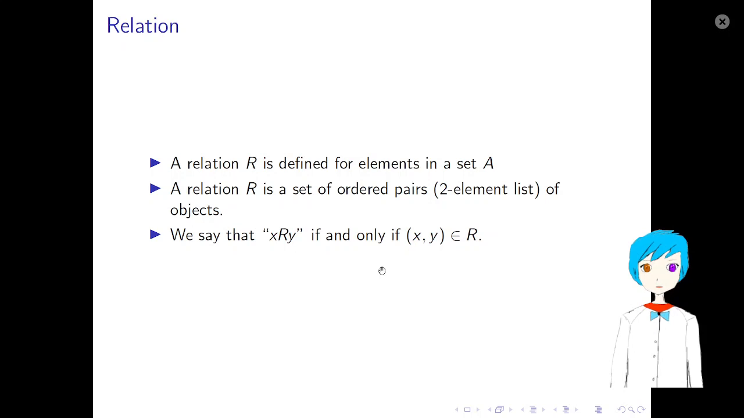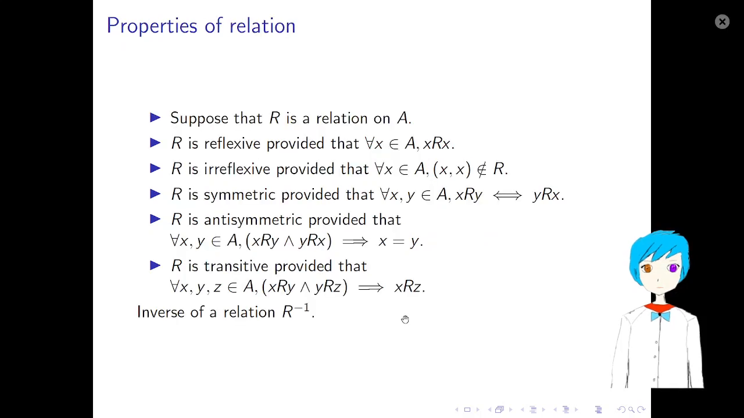And today we are going to do a review of our week 5 lectures. So first, we talk about relation. Relation is defined for elements in a set A. So the relation is also a set. It consists of two element lists, which are also named as ordered pairs of objects. We say that X R Y if and only if the two element list XY is in R. Note that sequence matters. XY does not equal YX.